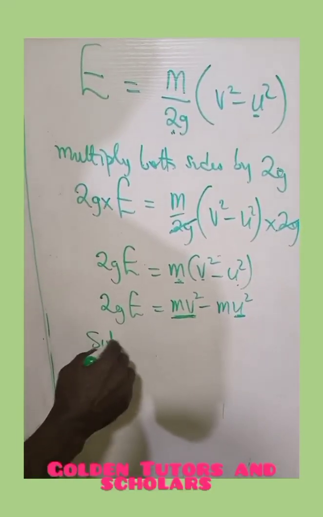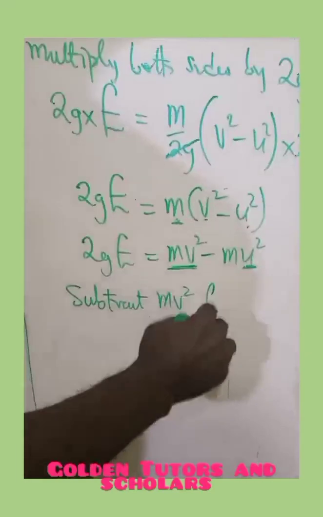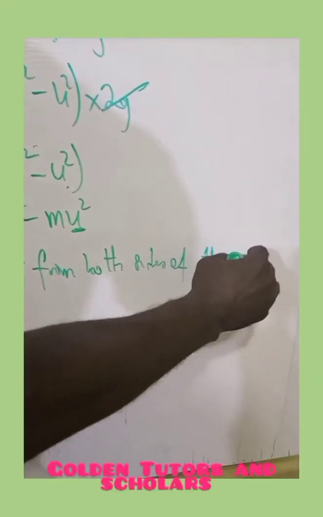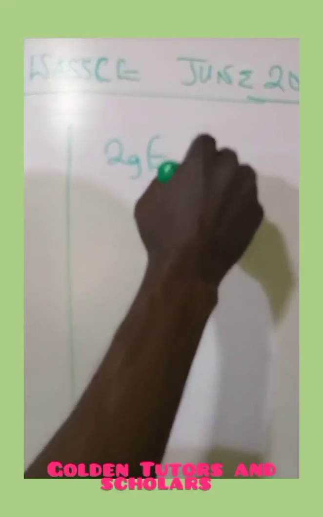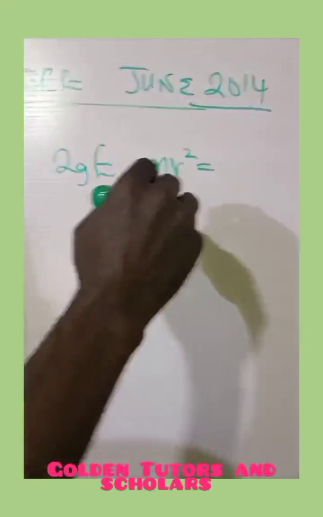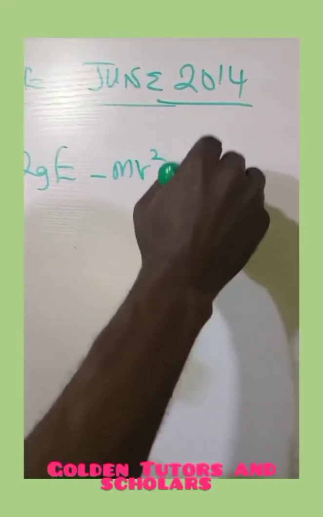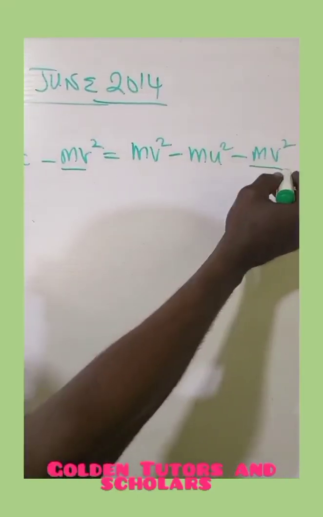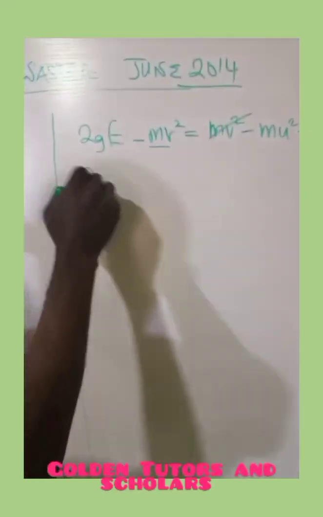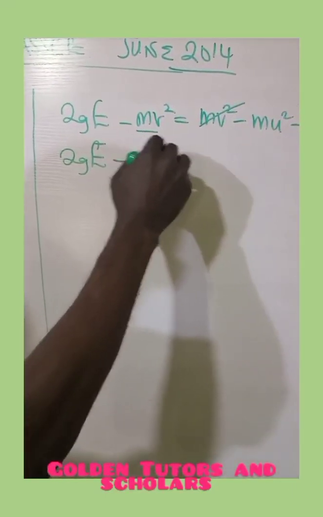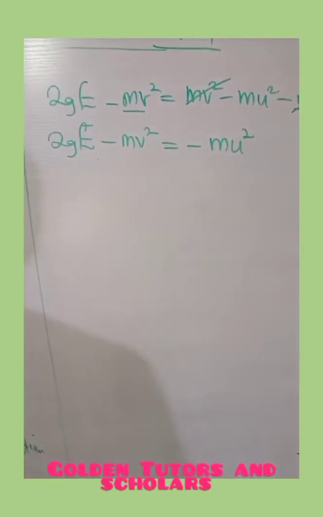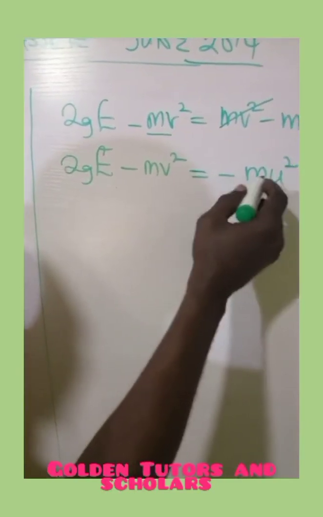So you subtract mv squared from both sides of the equation. Moving here, we will have 2gE minus mv squared equals mv squared minus mu squared minus mv squared. You can see I have subtracted it here and I have also subtracted it here, so this takes care of this. I will have 2gE minus mv squared equals what I have left here, which is minus mu squared.